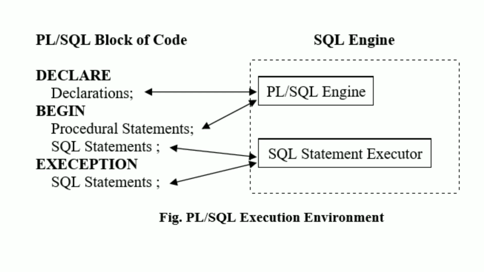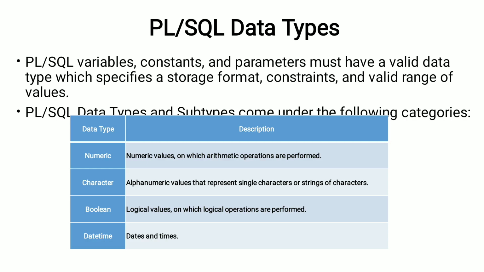PL/SQL variable names must be less than 31 characters. The variable name must begin with an ASCII letter, and it can be either lowercase or uppercase. PL/SQL is case insensitive, which means capital V is equal to small v. It refers to the same variable name. Let's move to the next point, that is PL/SQL data types.